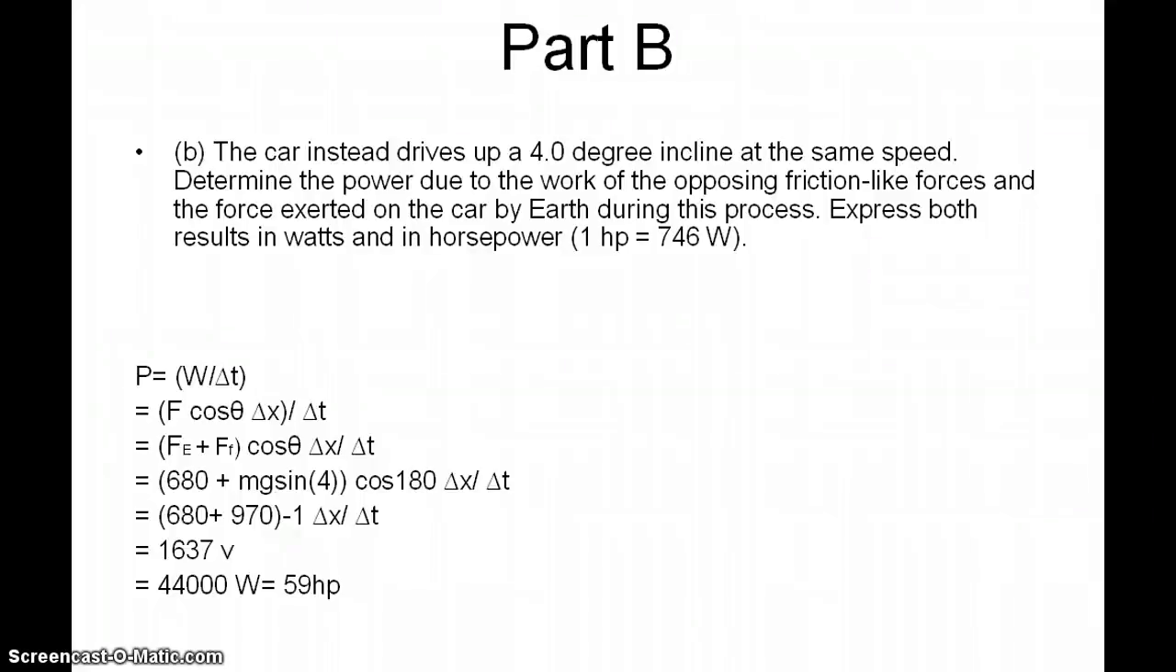Now for force, we have 2 forces, the force of the Earth and the force of friction. So we know the force of friction to equal 680, and the force of Earth would be equal to mg sine theta, where theta equals 4, m is the mass, and g is acceleration due to gravity, times cosine 180 times change in distance divided by change in time. The mg sine theta part would come out to be 970, and you'll have 680 plus 970 times negative 1 times change in distance divided by change in time.